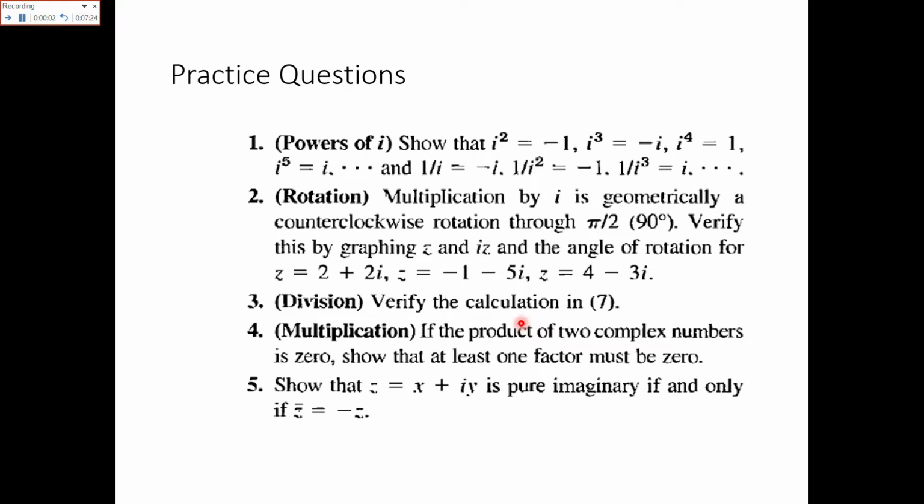Now these are some of the practice questions that you will solve as homework. In question number 1 you have to show that iota square is equal to minus 1. How? Iota cube is minus iota and these are some of the powers that are given. In question number 2, it is saying that multiplication by iota is geometrically a counterclockwise rotation through 90 degrees or pi by 2. Verify this by graphing z and iota z and the angle of rotation.